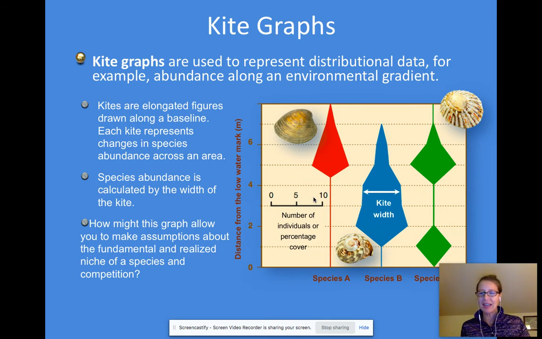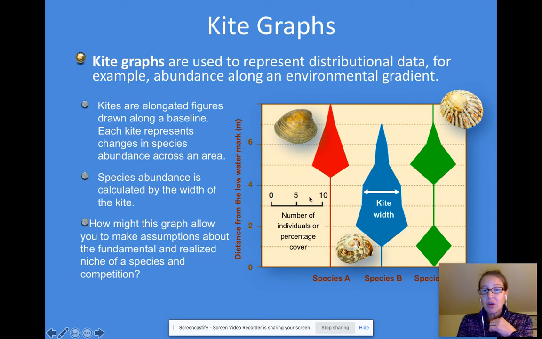And how can this allow us to make assumptions about things like fundamental and realized niche and species and competition? So if you're thinking about the abundance, if you're first just to describe the abundance, like a species A, we would say species A does not exist until at least 5 meters above the low water mark. So if this species A doesn't exist until here, it's possible that it doesn't show up because its fundamental niche, it just can't handle being underwater that long. So it could be that, or it could be in its realized niche.